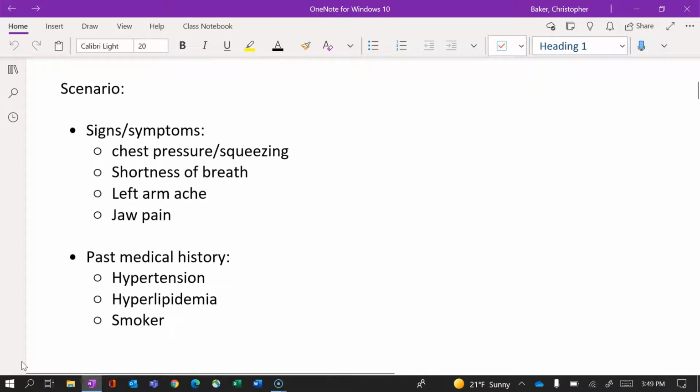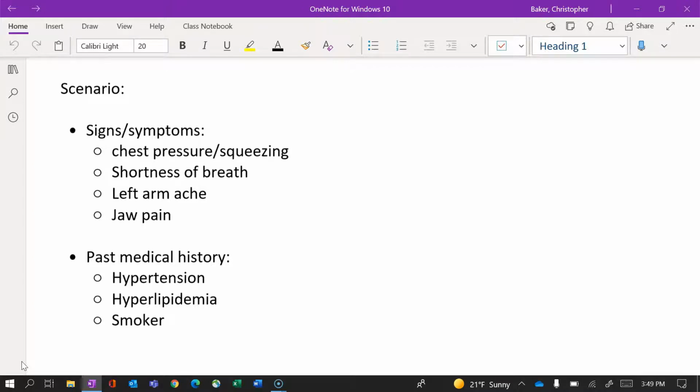So here's our scenario. Let's say we have a middle-aged male with chest pressure or squeezing in the chest, shortness of breath, left arm ache, jaw pain. Okay, those are the signs and symptoms. Past medical history includes hypertension, hyperlipidemia, and a smoker. So hypertension is high blood pressure and hyperlipidemia is high cholesterol.